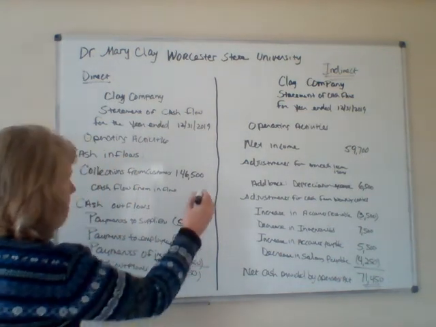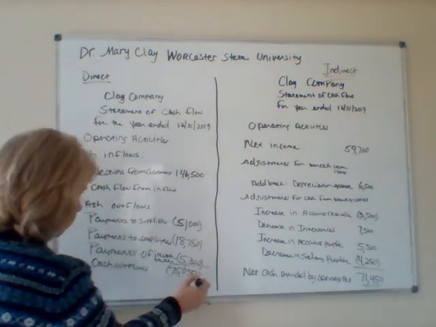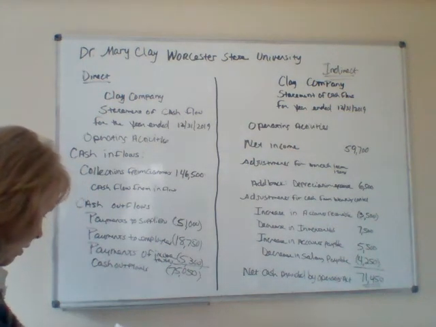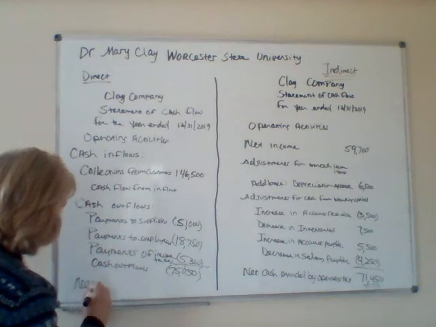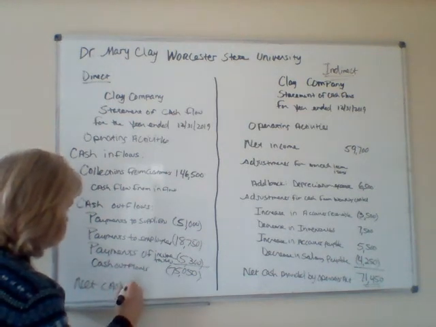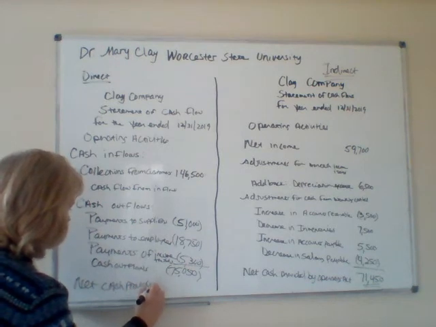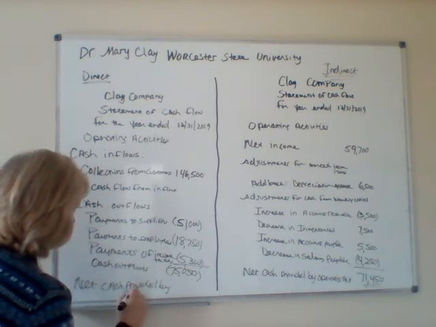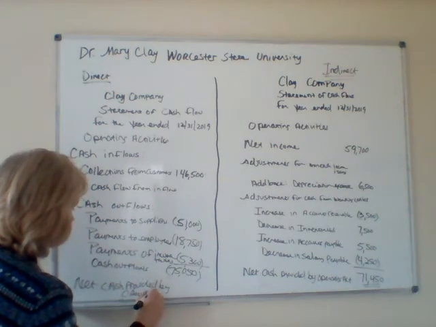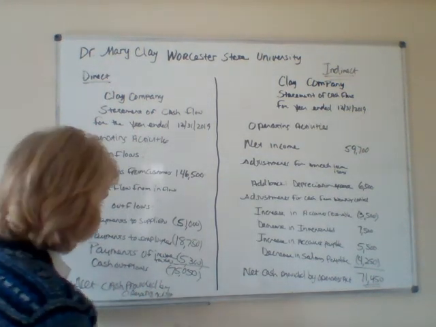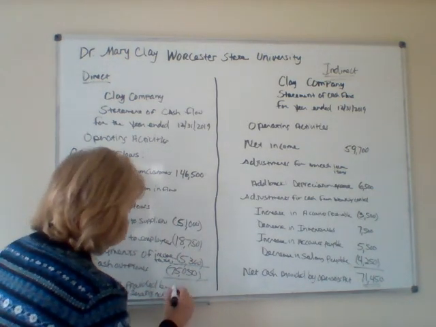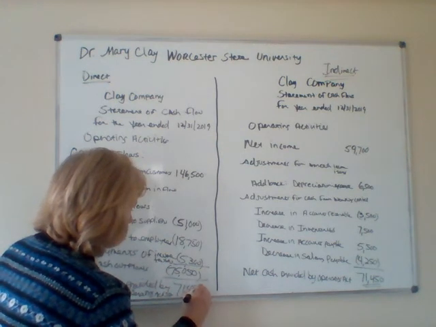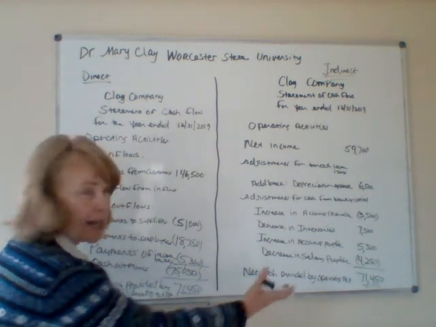Okay, so then I take my 146,500 minus my 75,050, and that gives me my net cash provided by operating activities. Okay, and that is 71,450. Okay, exact same as the other side.